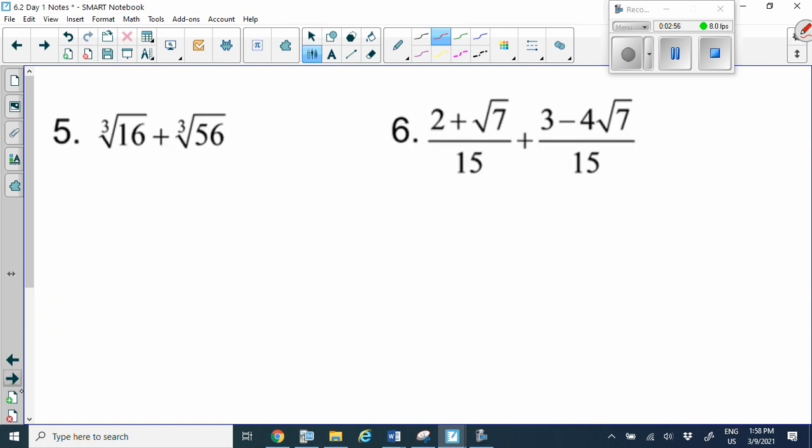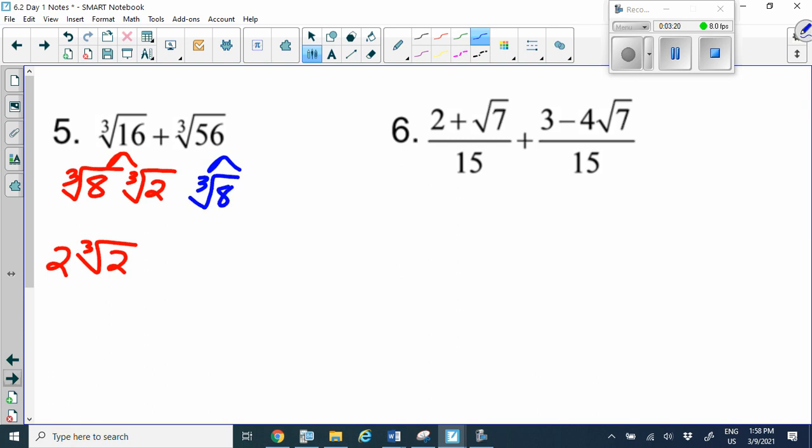Okay, looking at 16, 16 is not a perfect cube, but the largest perfect cube that does go into it is 8. So notice I have to do cube root of 8 times cube root of 2. So be careful when you're writing this. So the cube root of 8 is 2, and then I keep cube root of 2 because 2 is not a perfect cube. Okay, 56. That's going to be the same. The largest perfect cube that goes into it is also 8. Okay, so we have cube root of 8 times cube root of 7. Cube root of 8 is 2, and then 7 is not a perfect cube, and there's no perfect cube that goes into it other than 1. So we have 2 cube root of 7.